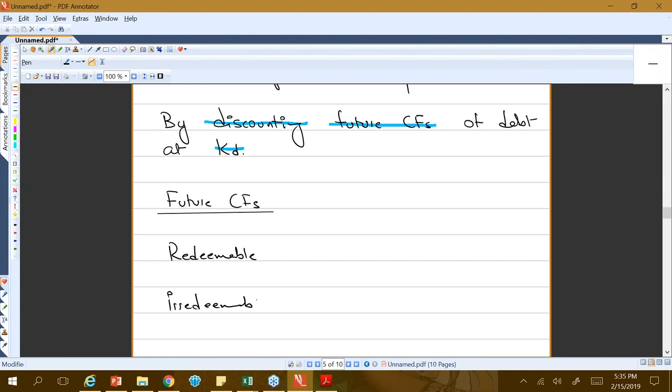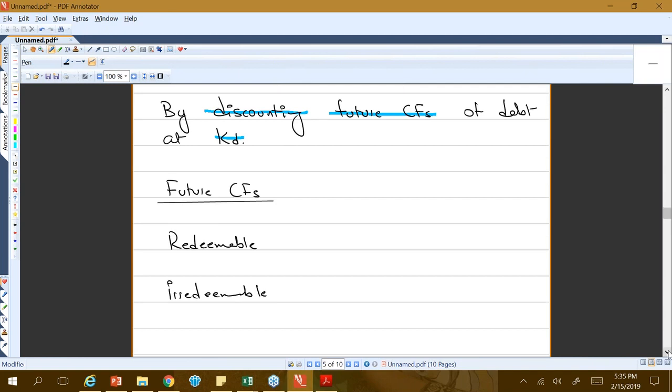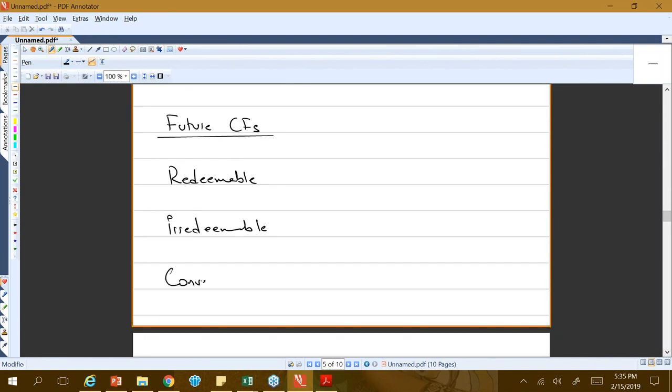So future cash flows in terms of redeemable, irredeemable, and the convertibles. Now I need your help here because you know that we like to have interactive sessions where you also participate and it's just not me talking. So what are the future cash flows involved when we talk about the redeemable debt?